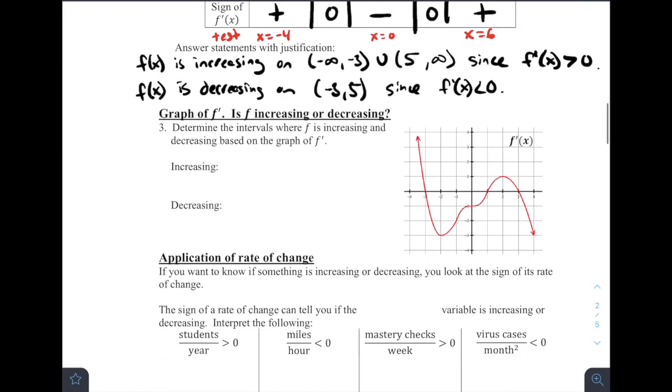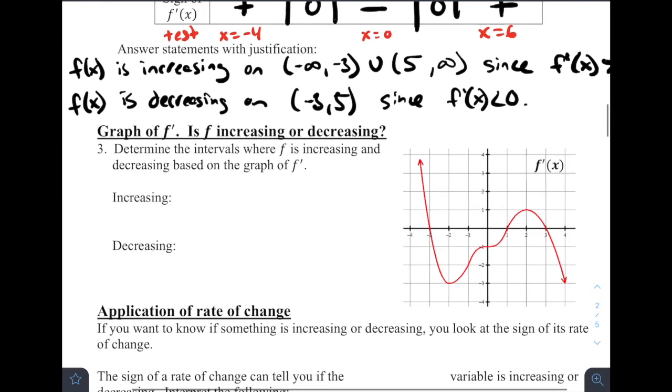All right, number 3, a super common problem on the AP exam. They give you f prime of x. You have a graph of f prime. We're trying to figure out, is f increasing or decreasing? Notice that this is not asking us about f prime. They're asking us, what do we know about the function f given its derivative? So I want to determine the intervals where f is increasing and decreasing based on the graph of f prime.